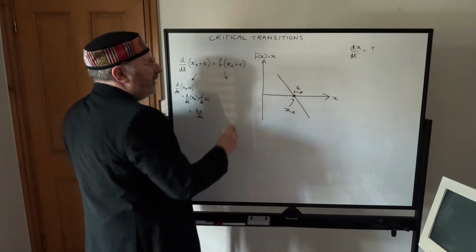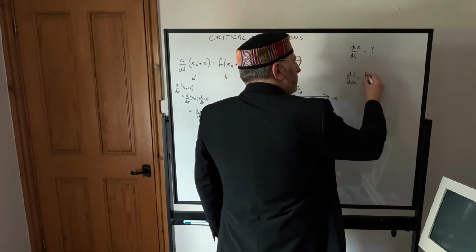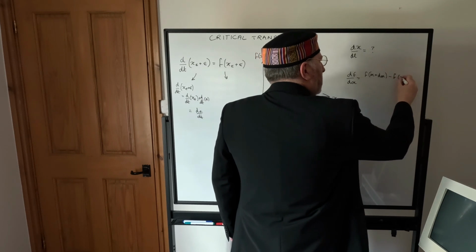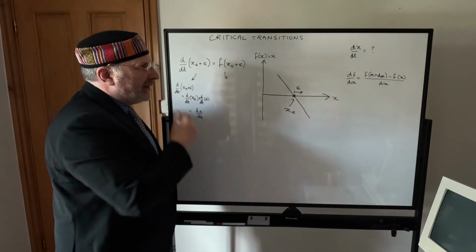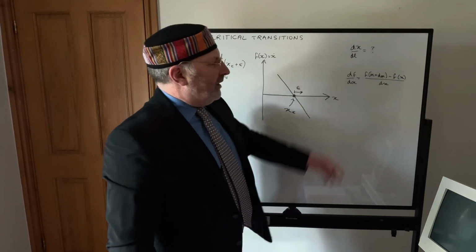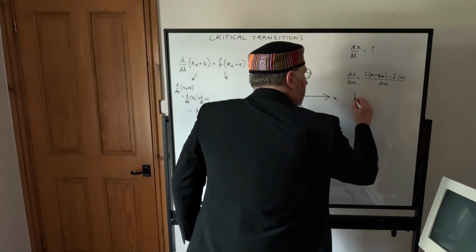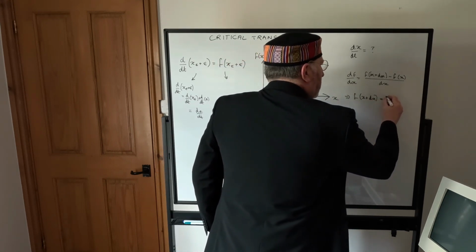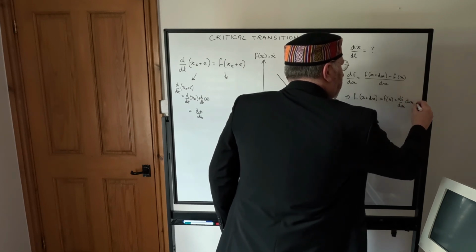And as for this, well, we know that by definition df by dx is equal to the value of the function at x plus dx minus the value at x, divided by dx. That's the change in the function divided by the change in x. That's the definition of df by dx. So that tells us that, just rearranging a bit, we can say that f of x plus dx is equal to f of x plus df by dx times dx.